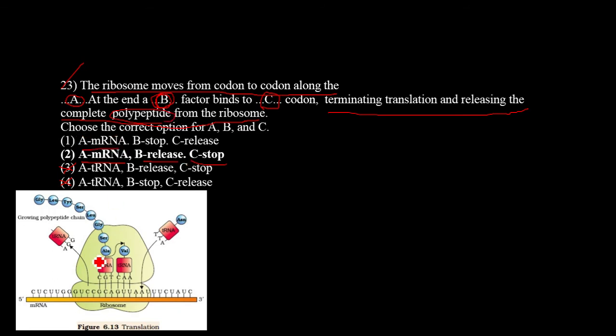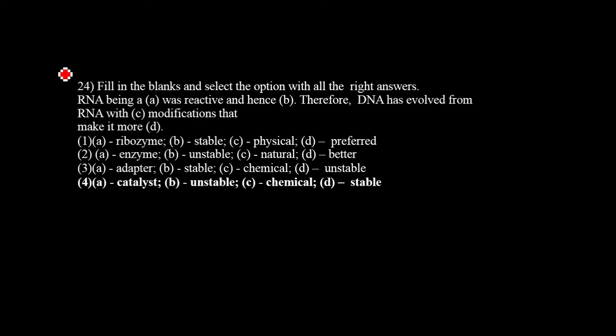Here you can observe this is the mRNA and this one is the ribosome. This ribosome will move codon to codon. When it reaches the termination codon, the release factor binds at the termination codon, and then we can see the release of the newly formed protein from the site of translation. That is about question number 23. Option 2 is the correct answer for question number 23.